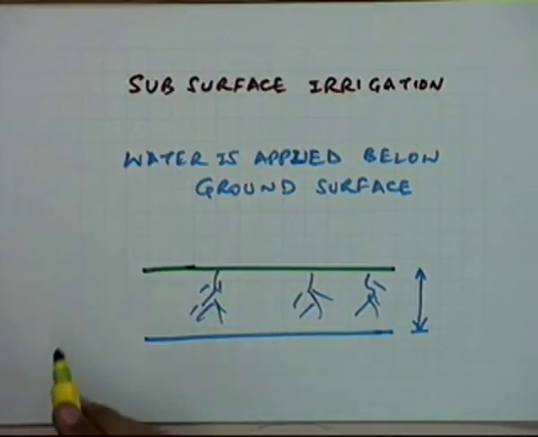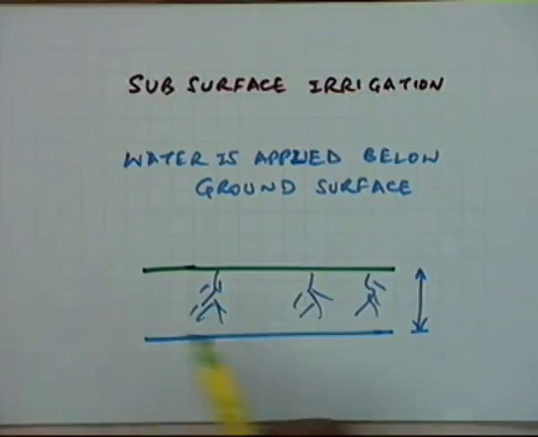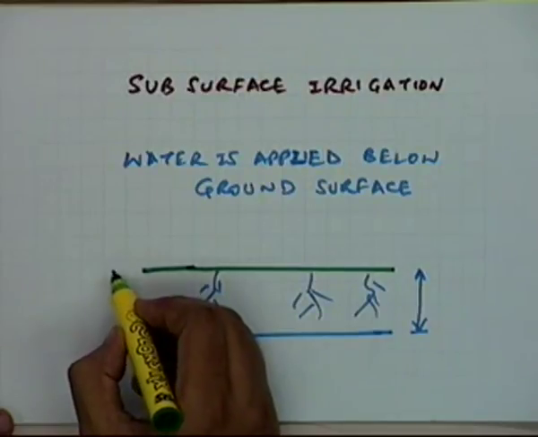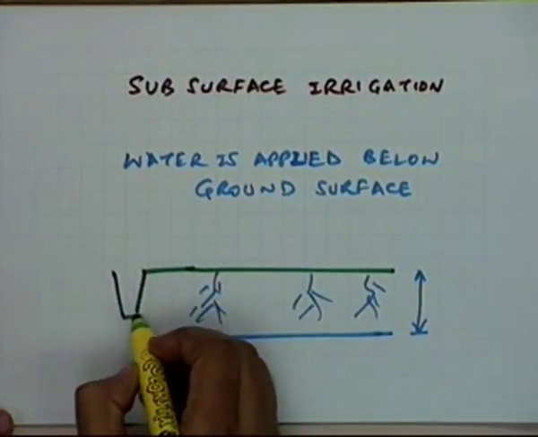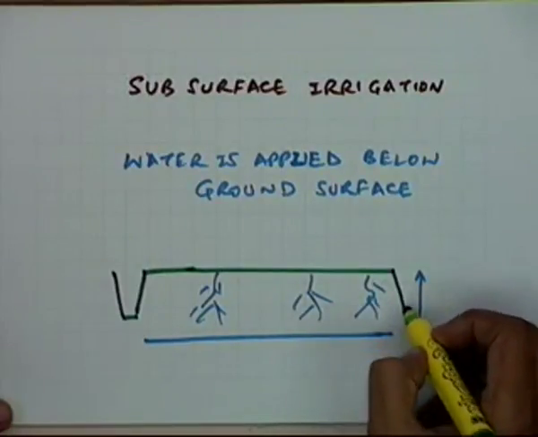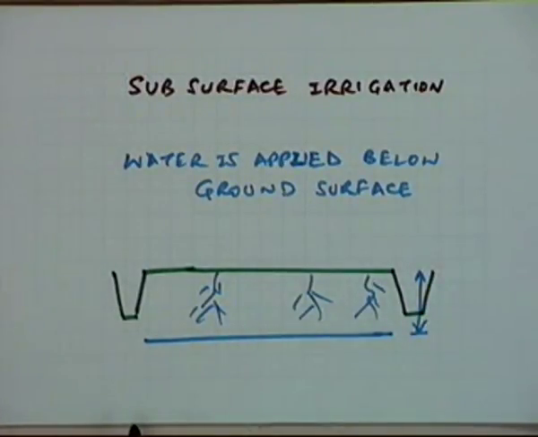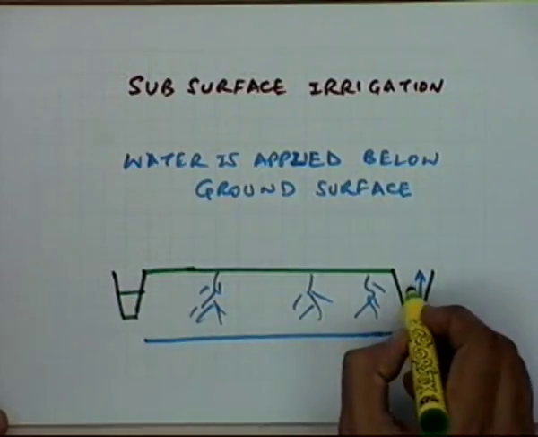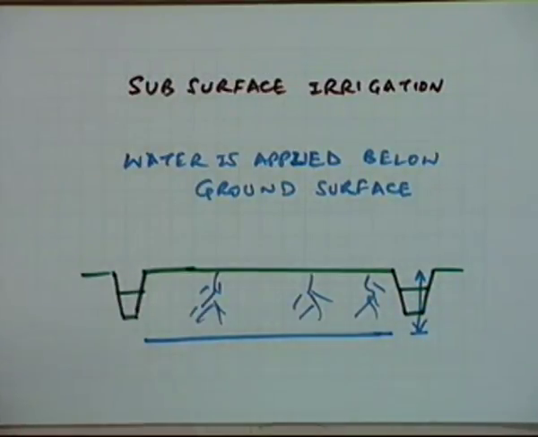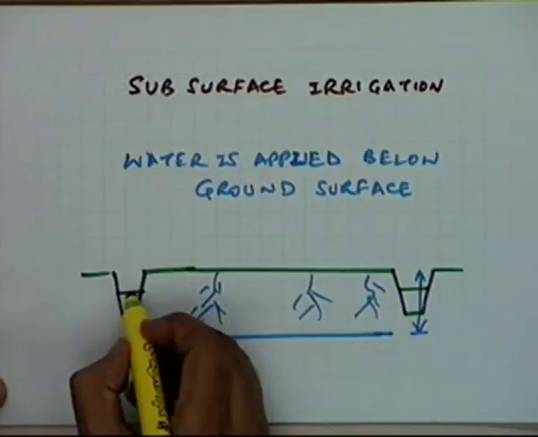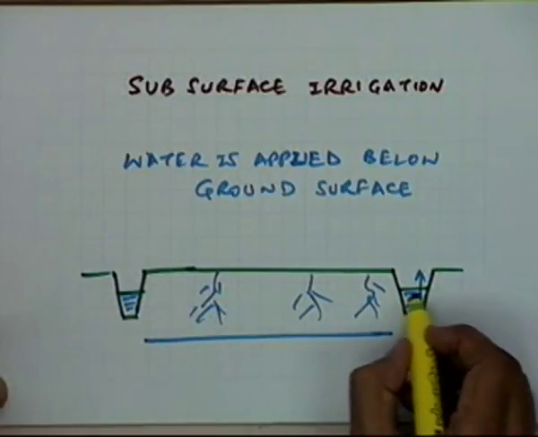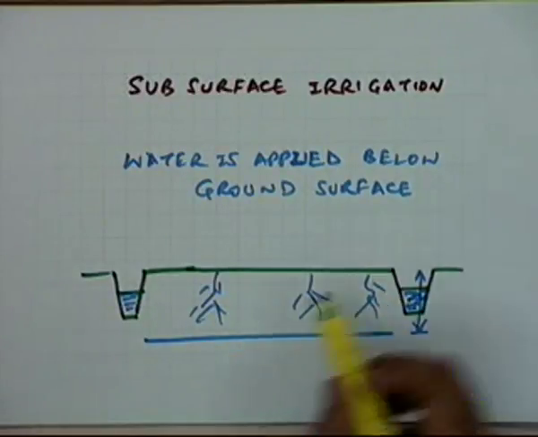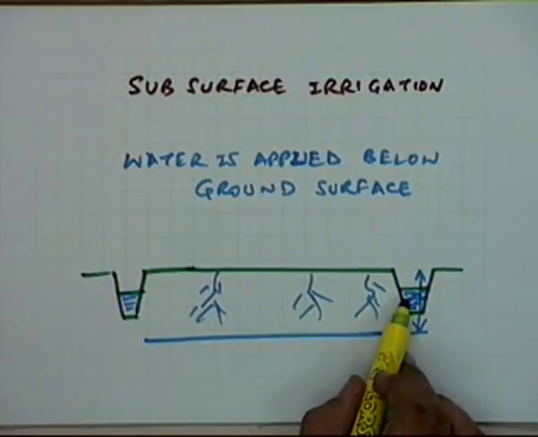Now, in the case of subsurface irrigation, there is a way out: the possible solutions are that you either provide some sort of ditch. You have a ditch where you control the water. You have a ditch where you have, this is the water level. Now, this water level is under your control. What will happen if you maintain this water level here?